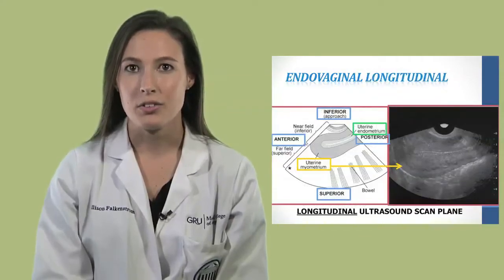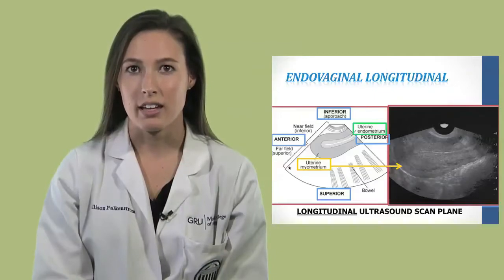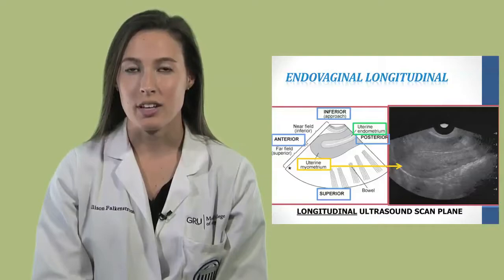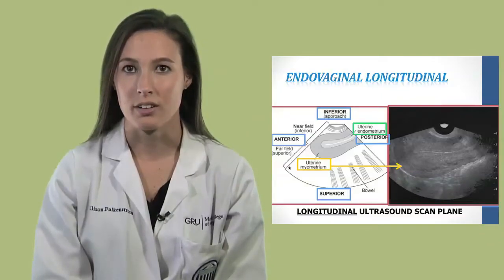For the longitudinal view, the transducer marker needs to be facing the ceiling or towards the anterior aspect of the patient. After inserting the probe, you will see a gray, homogeneous structure in the center of the screen, which is the uterine myometrium, as shown in the slide ultrasound image. The hyperechoic white line running laterally across the screen is the endometrium, or the endometrial stripe, which will vary in thickness due to the patient's age and according to their menstrual cycle.